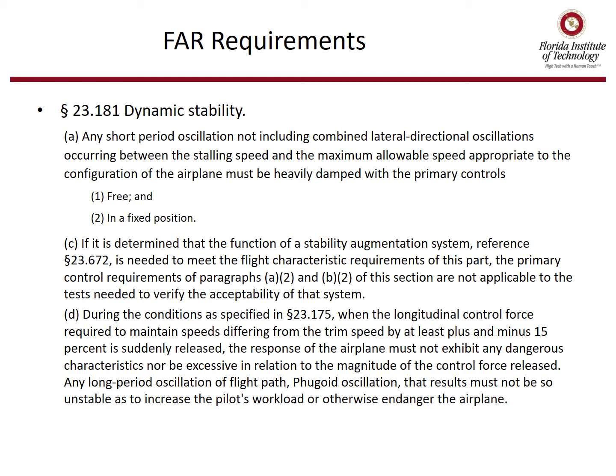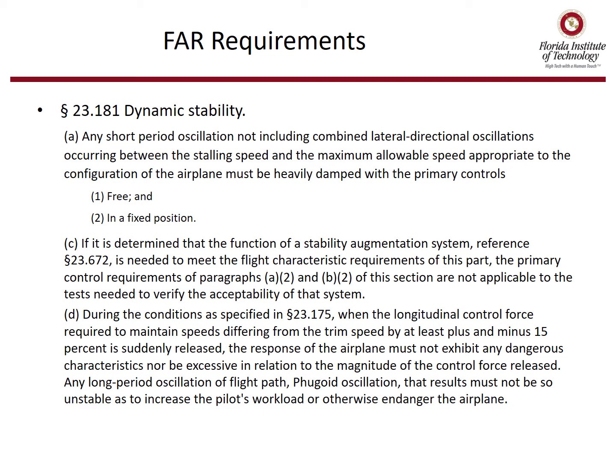Paragraph C says if it's determined that the function of a stability augmentation system is needed to meet the flight characteristics requirement of this part, then the primary control requirement of paragraphs A and B, which I left out, of this section are not applicable to the tests needed to verify the acceptance of that system. Again, paragraph B had to deal with lateral directional, and that's why it was left out for this lecture.